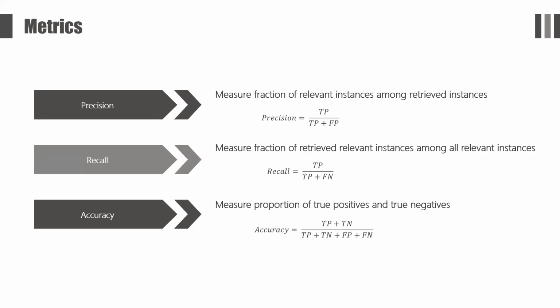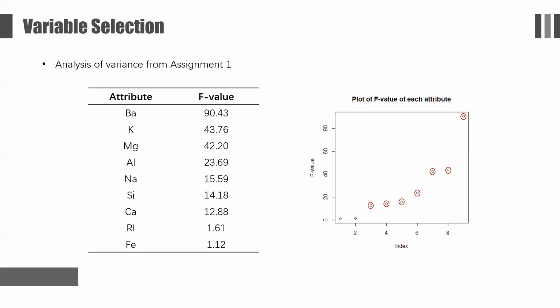Okay, BW will continue. Next slide. This is the result of the ANOVA test. We did it in assignment 1 last time. It's just a recall of the top 7 significant variables, which we have selected based on the ANOVA test.